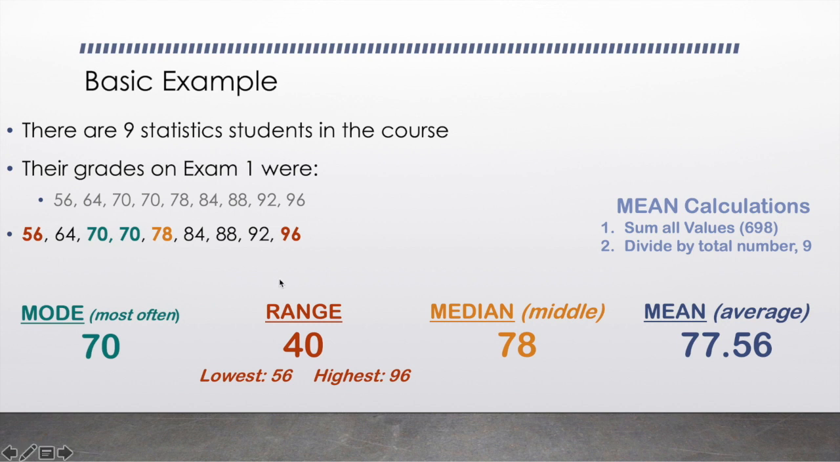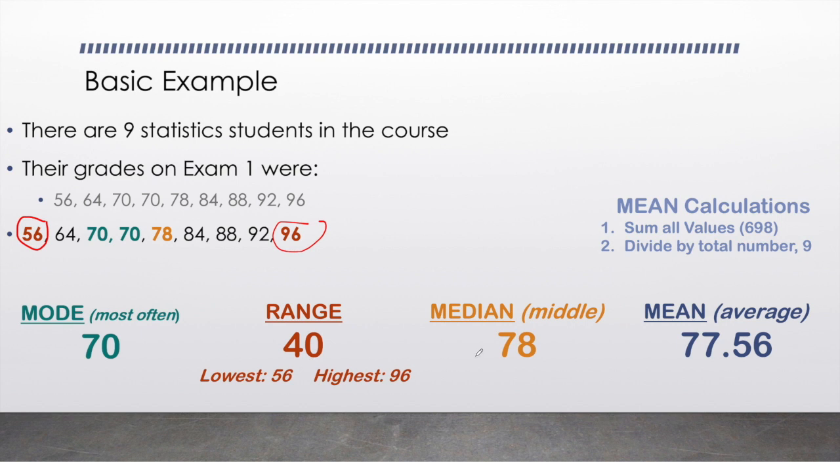Moving next to range. So remember, with range, we're finding the difference between the highest value, in this case a score of 96, and our lowest value down here, the score of 56. And so the difference between those two is 40, and so 40 is the range or the spread of variation in our data set of these exam scores.